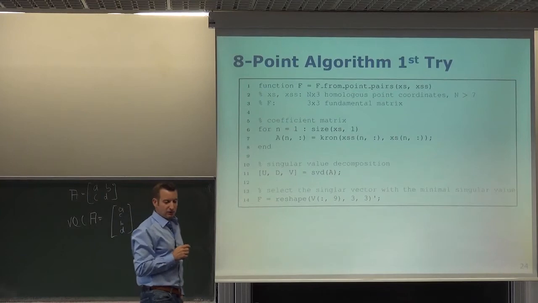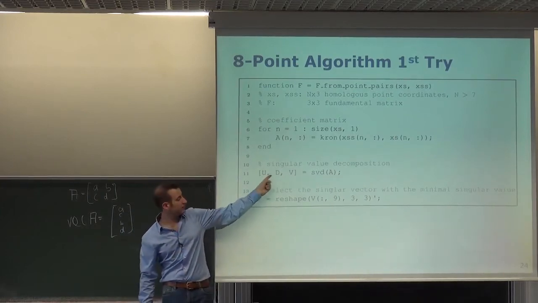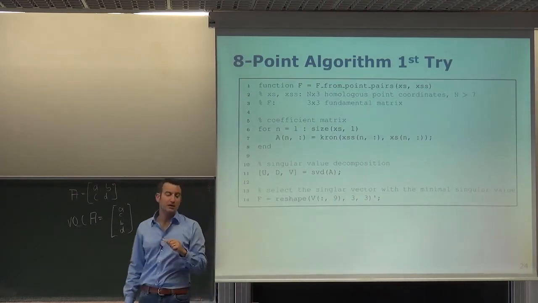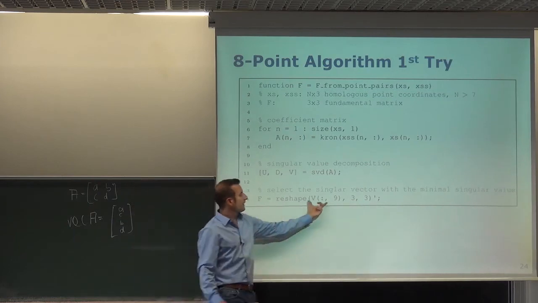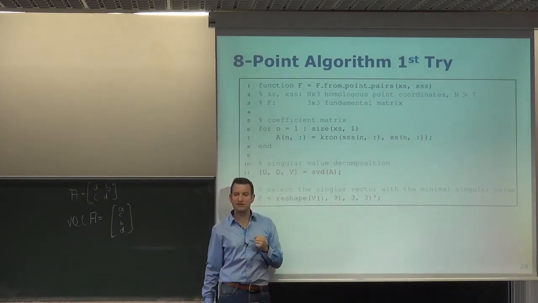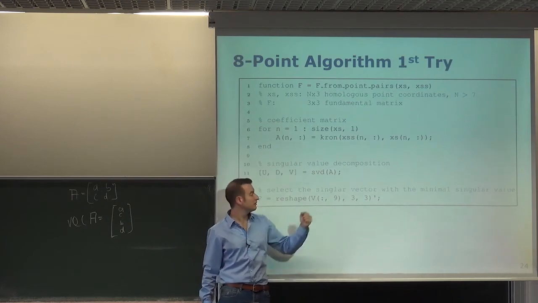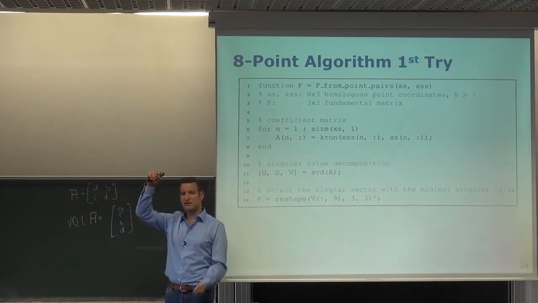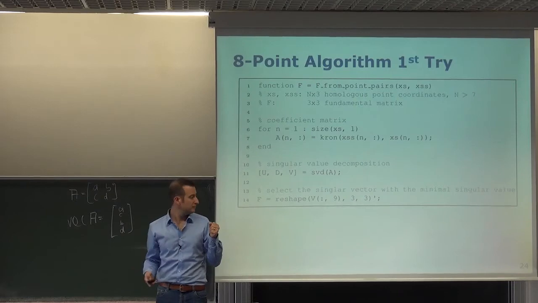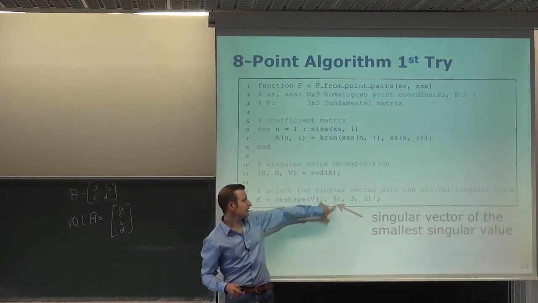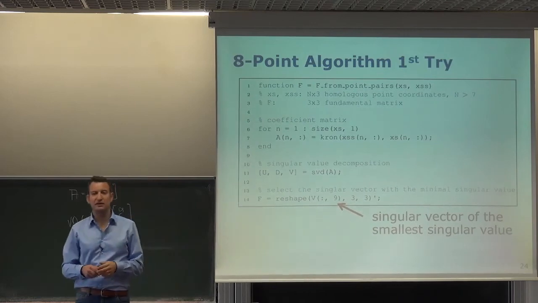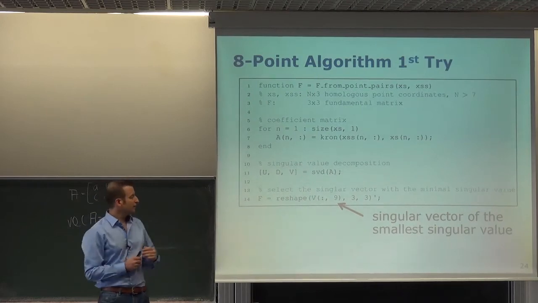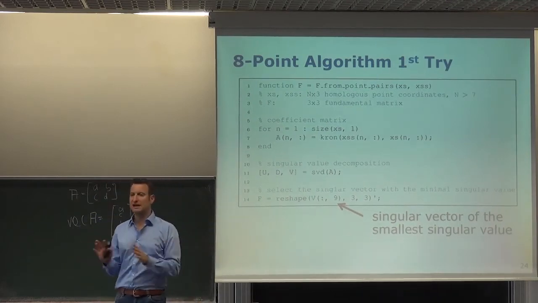Okay, then the next thing I need to do, I compute the SVD, so singular value decomposition of A, and obtain my U, D, and my matrix V. And what I then do is I take the last column of this matrix V and reshape it so that I turn this 9-dimensional vector into a 3 by 3 matrix. So this element here is a singular vector, or right singular vector, corresponding to the smallest singular value. Okay, now I have my fundamental matrix F, and I'm happy.